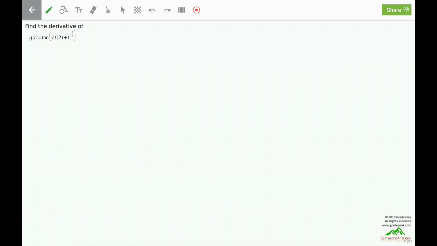Find the derivative of g of t equals the tangent of square root of t times 2t plus 1 to the 4/3. So g of t here is a trig function, tangent of an entire expression which itself is a product of the square root of t times the 2t plus 1 to the 4/3 power.